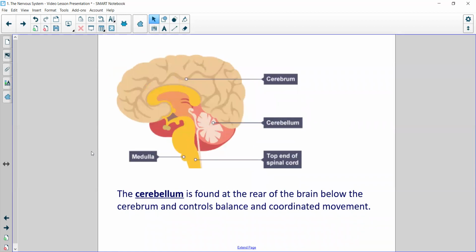The cerebellum is the bit that's at the lower back, and this part is responsible for controlling balance and coordinating our movement. So it receives information from our sense organs, which we'll look at later, and it then helps coordinate our movement and our balance.